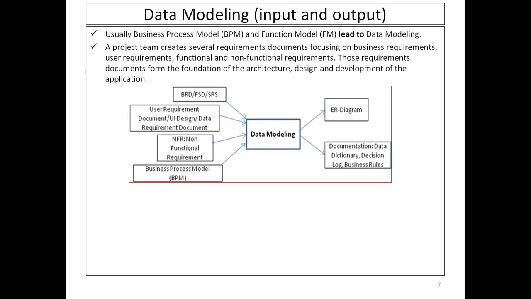So what are the inputs and output of a data model? DRD, FSD, SRS are the core inputs to a data model. Other inputs like user requirement document or a UI design or data requirement documents are other inputs for a data model. However, it is not a very good way to start with a UI design for data modeling, because UI design will not provide a proper understanding of the business process.